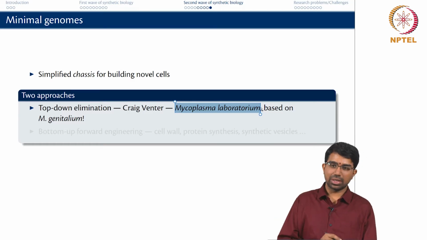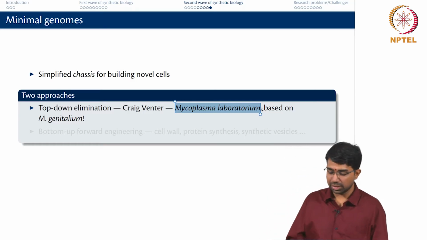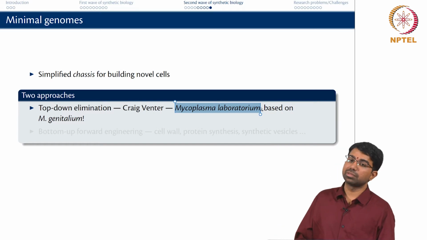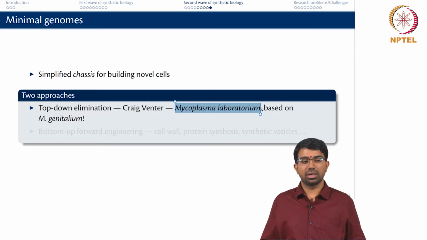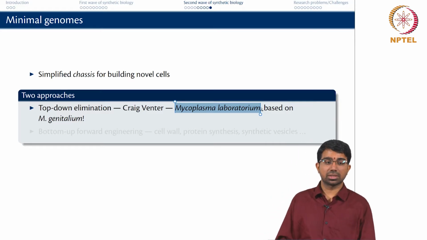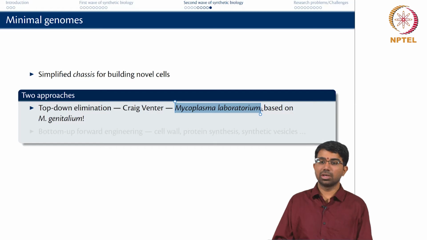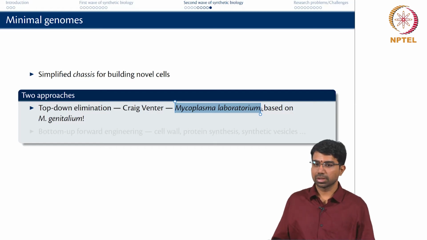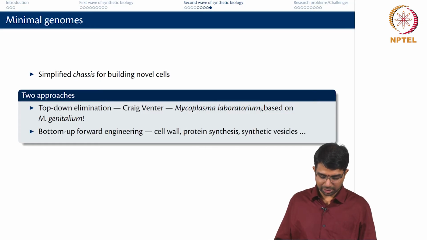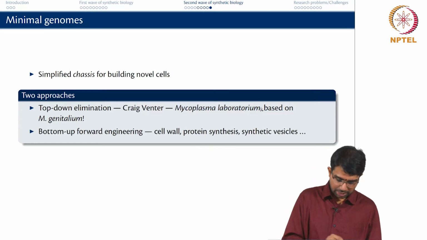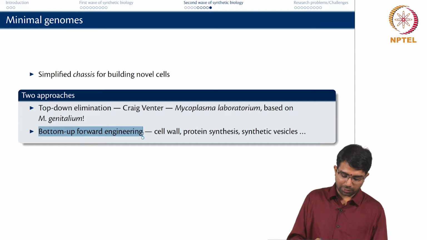It is a very interesting set of studies, and there are two very nice books if you want to read about synthetic biology. There is Regenesis, by George Church, and there is I think Life at the Speed of Light by Craig Venter himself. So, Craig Venter is the genome sequencing expert. And there are also groups that are trying to do bottom up forward engineering.